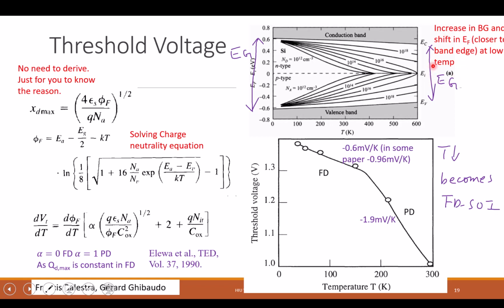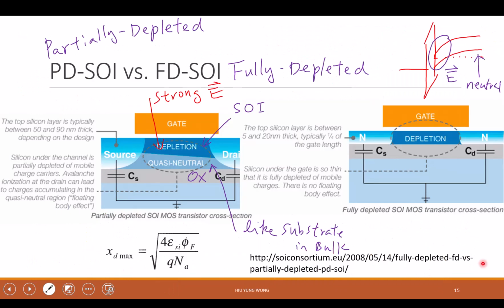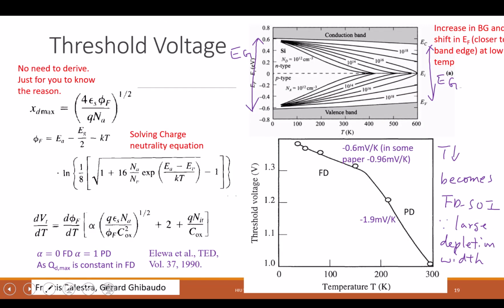So why is that? Just what I try to say here. Because when you go to low temperature, you have a larger band gap, and you also have the Fermi level closer to the band edge. So as a result, you have a larger depletion width. Because you have a larger depletion width, think about this. If this depletion width increases, then at lower temperature, it might cover the whole silicon. Then it is just a fully depleted SOI. That is what I want to point out. This is the depletion width.